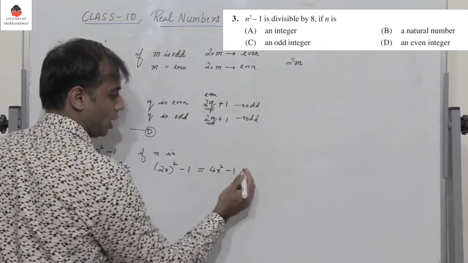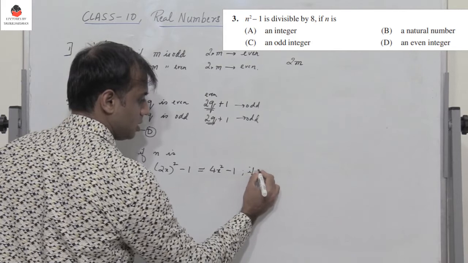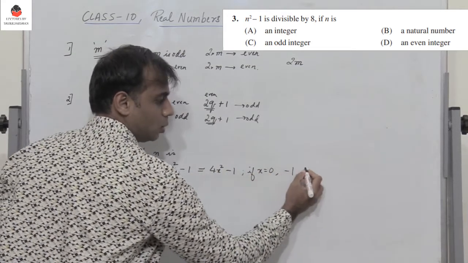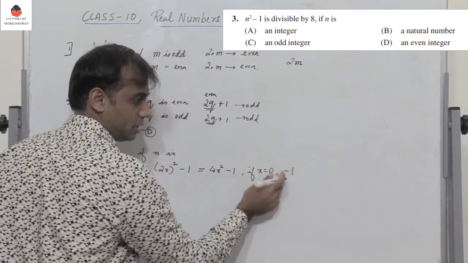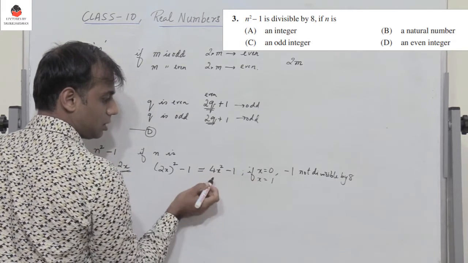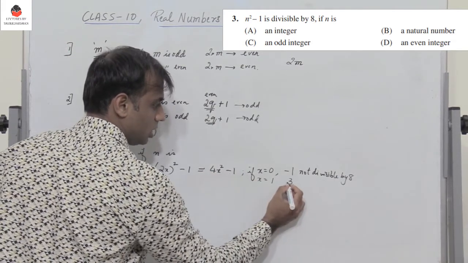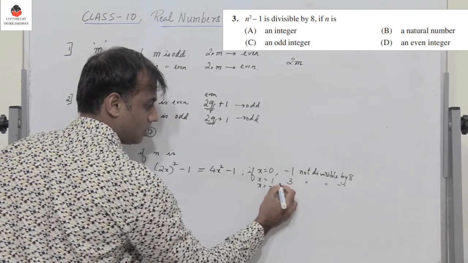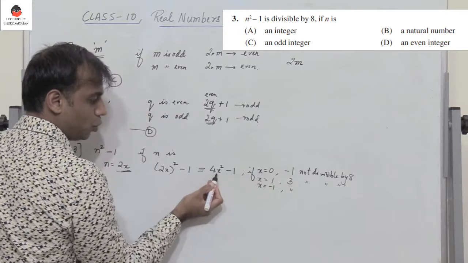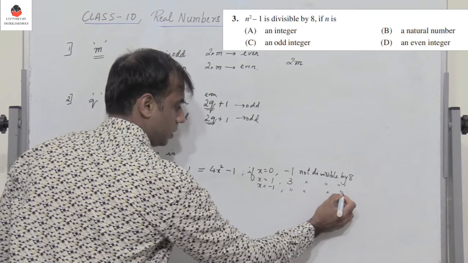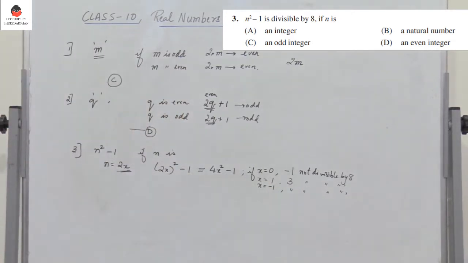Let us consider a few cases. If x is 0, I get minus 1, which is definitely not divisible by 8. Next, if x is say 1, here again I get 4 minus 1, which is 3, which is again not divisible by 8. And if x is minus 1, again I get 3, because 4 into minus 1 square gives me 4 into 1. So again it is not divisible by 8. So therefore n is definitely not an even number.